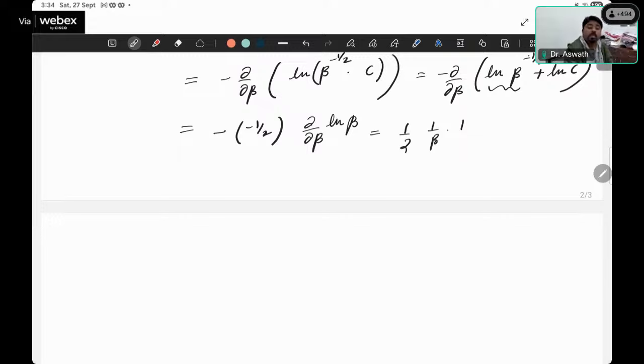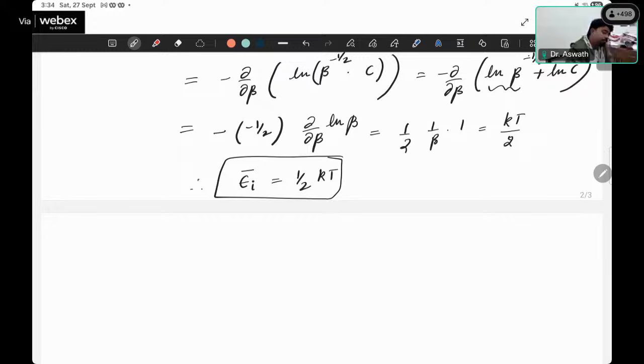By the way, beta is 1 by kT, where k is the Boltzmann constant. So I'll have half in the numerator, and what I have proved is that the average energy coming from any quadratic term of any oscillator is half kT. Beautiful.